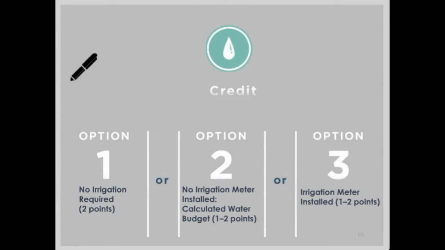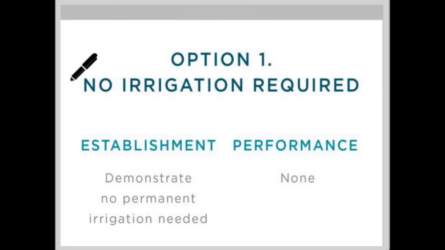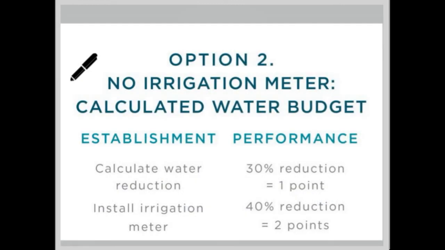Under Option 1, projects should show that the landscape does not require irrigation beyond a maximum 2-year plant establishment period. If landscape irrigation is not submetered, projects should use Option 2. Option 2 requires projects to use the EPA WaterSense Water Budget tool to calculate the landscape water requirement, or LWR. Projects should also install an irrigation meter.